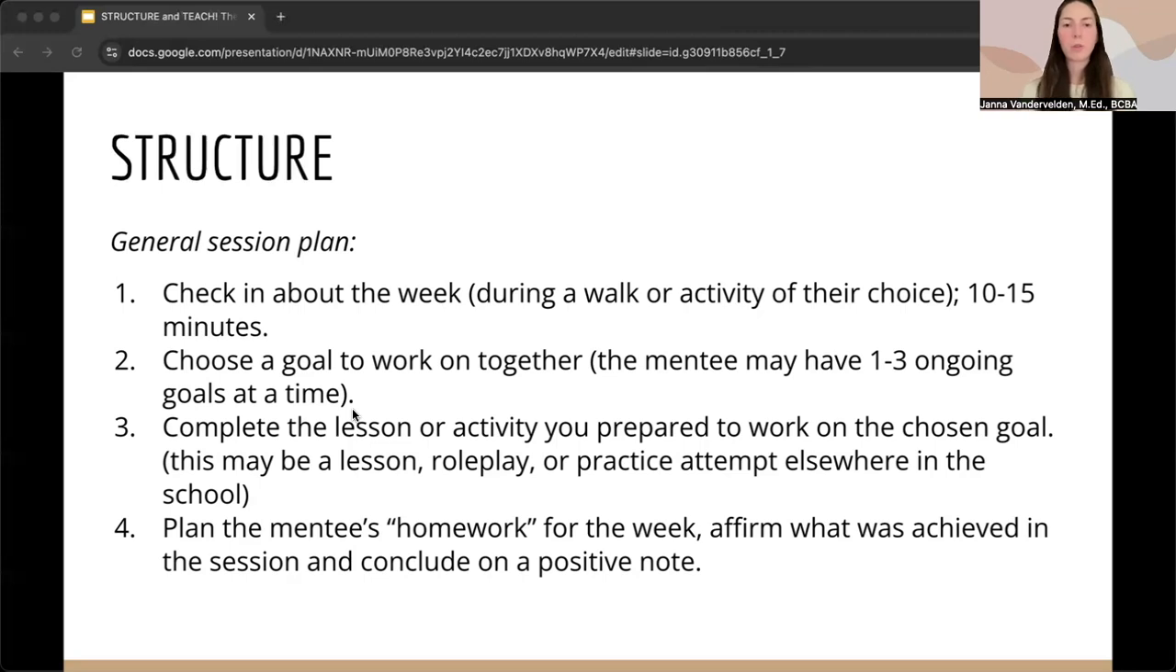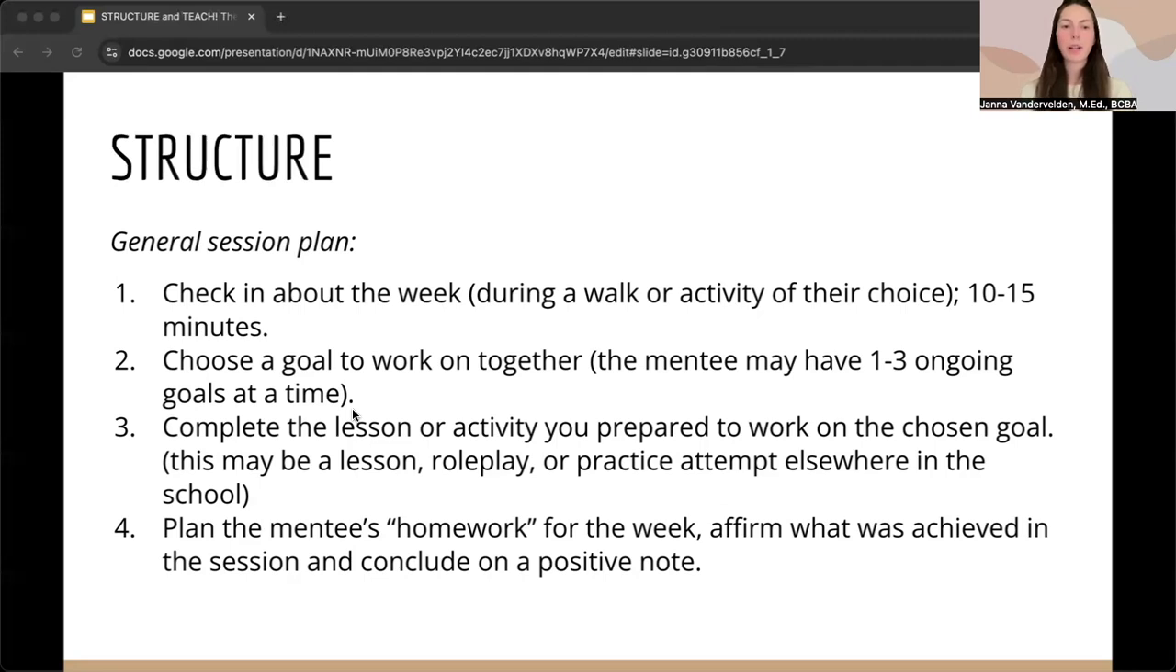Secondly, choose a goal to work on together. The mentee may have 1 to 3 ongoing goals at a time. Again, you can make a bubble sheet for this or just ask, "So we're working towards X, Y, and Z. Which one would you like to focus on today?"